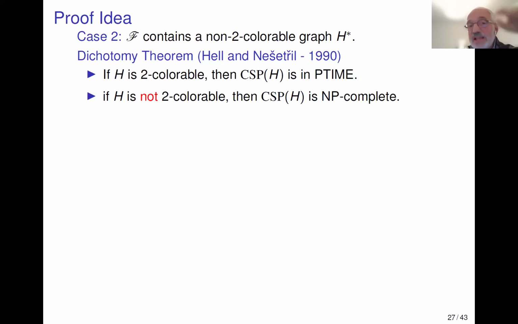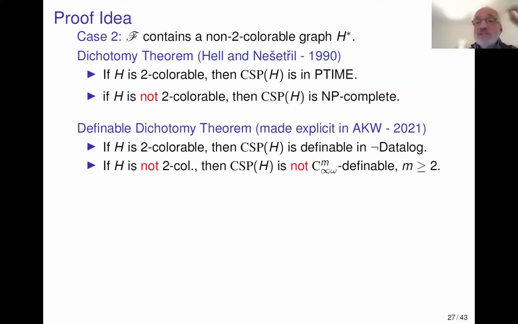With this result in the background, and using some other results from the study of constraint satisfaction that took place in the 90s and early 2000s, we were able to prove a definable dichotomy theorem. A dichotomy theorem for constraint satisfaction on graphs, along the lines of definability in logic. The theorem says if H is two-colorable, then the constraint satisfaction problem not only is in P-time, it's actually definable in the complement of Datalog.